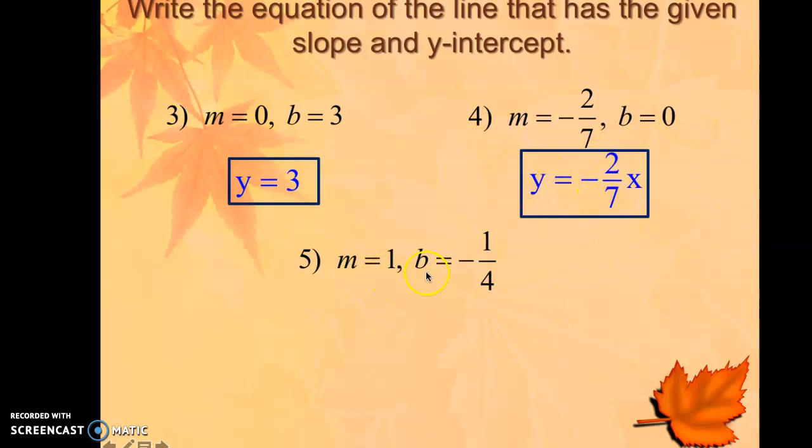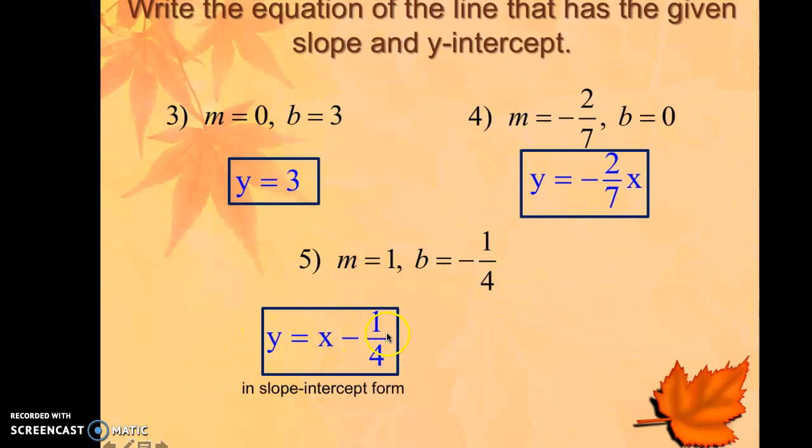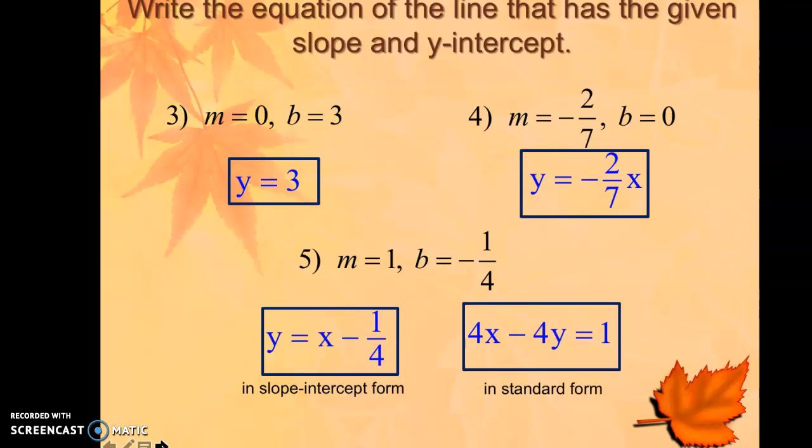And now we have m equals 1 and b equals -1/4. So now we're just going to have y equals x minus 1/4, because x times 1 is x. Anything times 1 is going to be whatever it was, right? And then we rewrote this one in standard form. So we have 4x minus 4y equals 1. And how do we do that? We multiplied everything by 4.